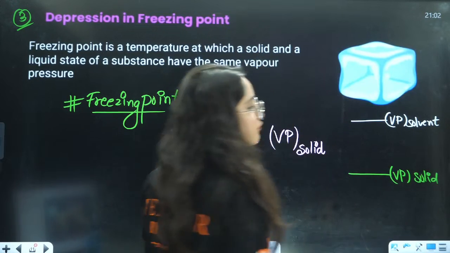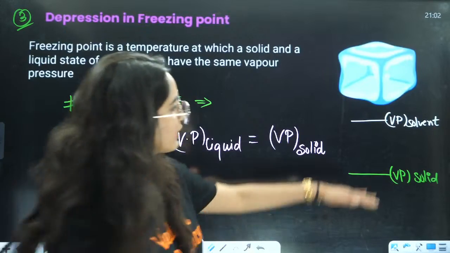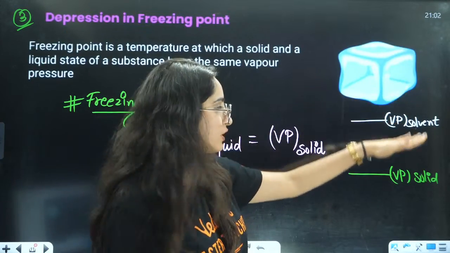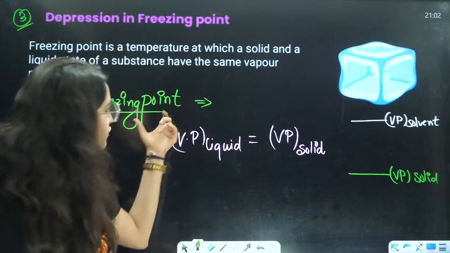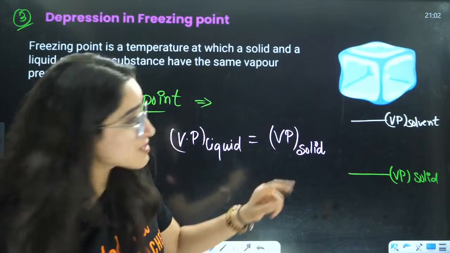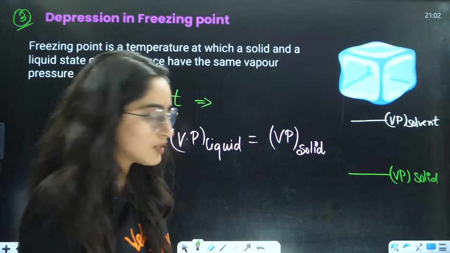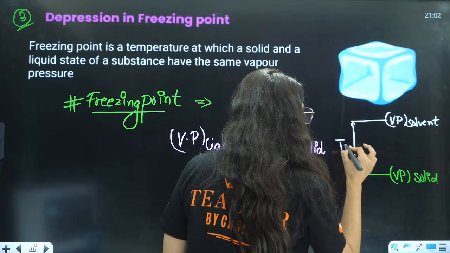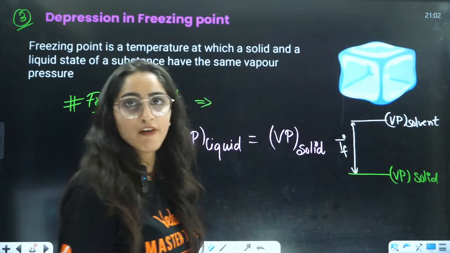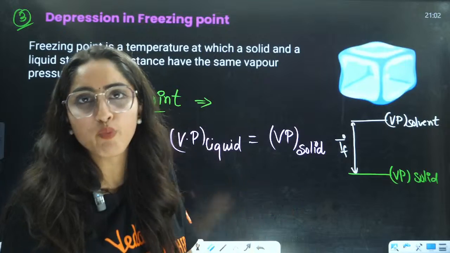Now tell me, what is a freezing point? Freezing point is when this vapor pressure of solvent will match this vapor pressure of solid. That is defined as the freezing point. That means this is the jump that it has to take, right? And that jump we will call as T naught F. F means pure solvent freezing point.